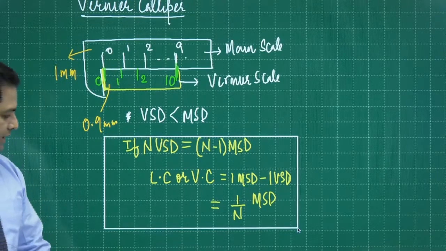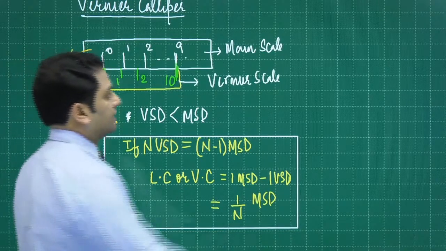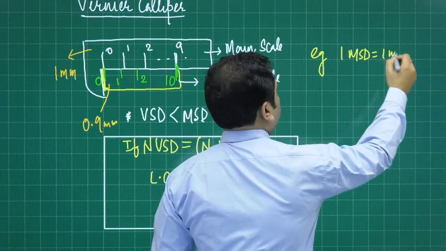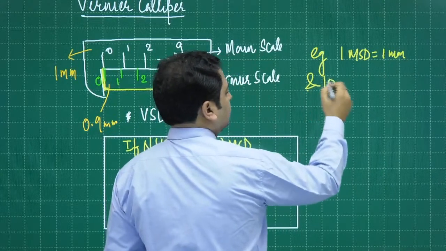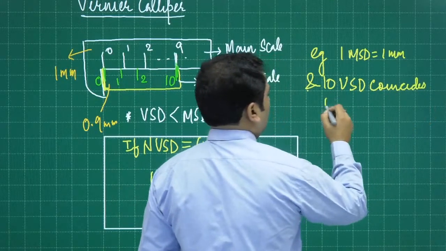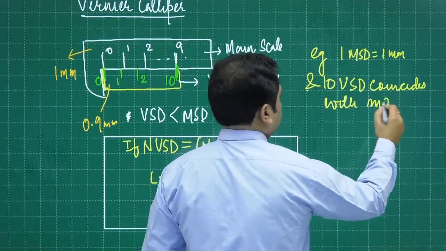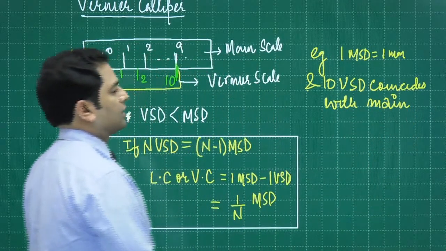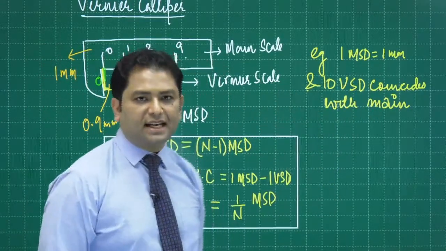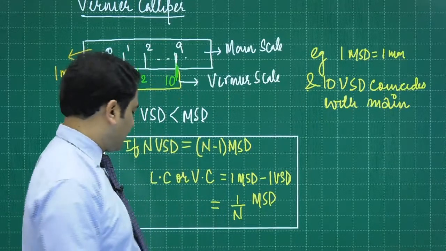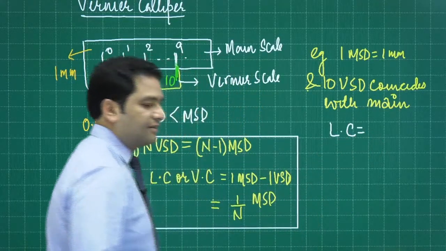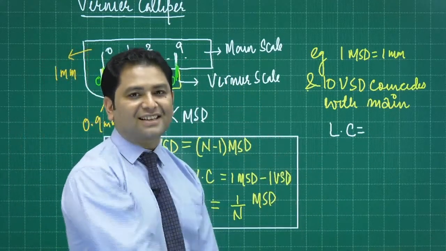It is something like this. Let me take an example. Let's say 1 MSD is 1 millimeter and 10 vernier scale divisions coincide with 9 main scale divisions. Suppose it's given that 1 main scale division is 1 millimeter and 10 vernier scale divisions coincide with 9 main scale divisions. Now let's try to calculate the least count, and if you are lucky enough, you would get the question of least count itself. Many times it has happened.